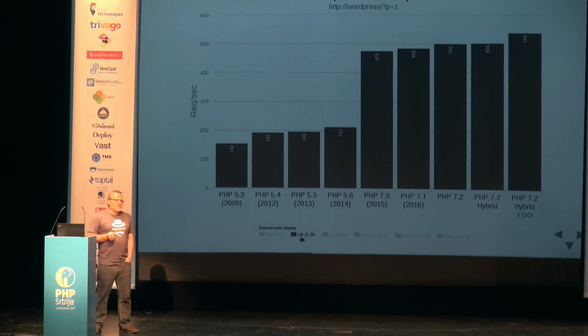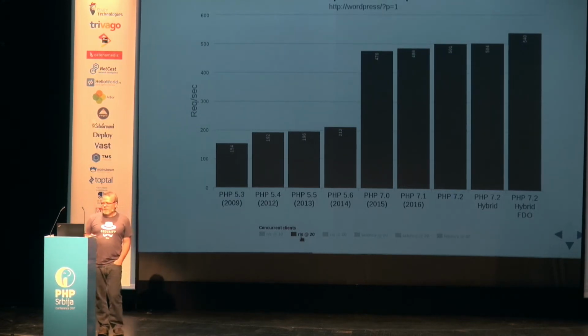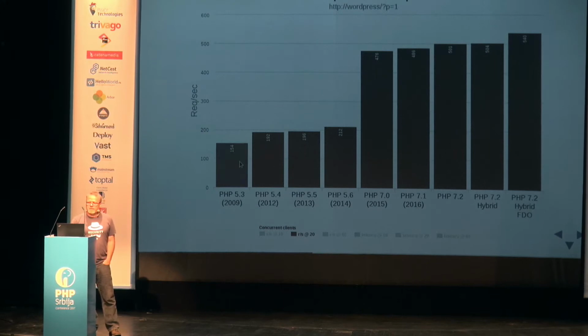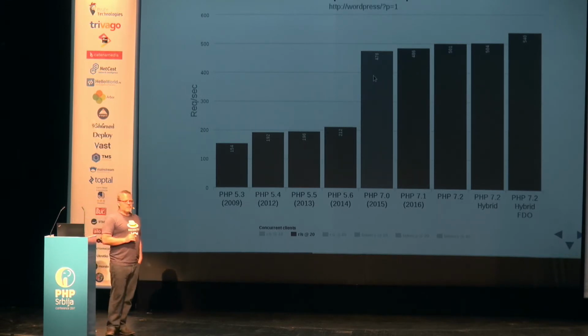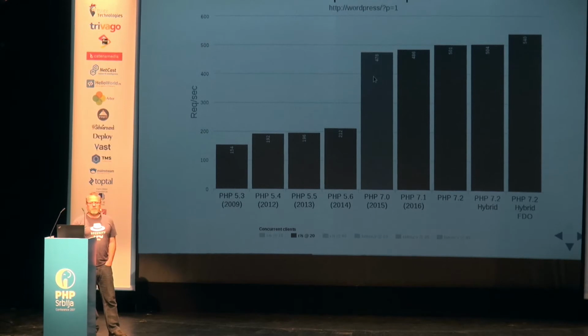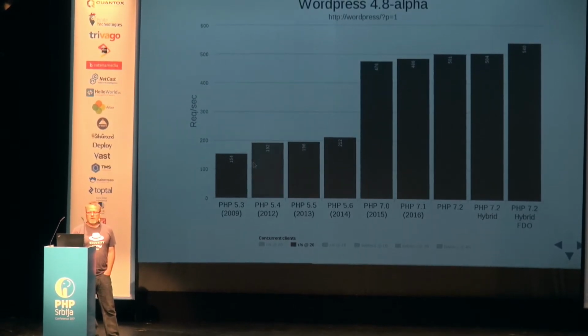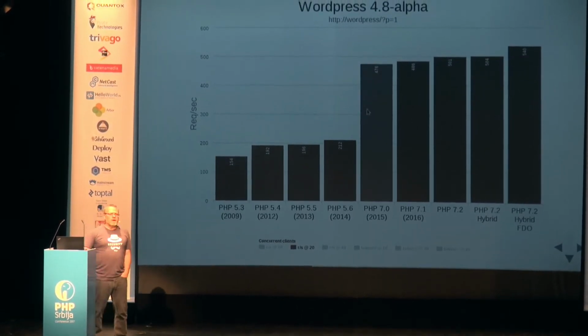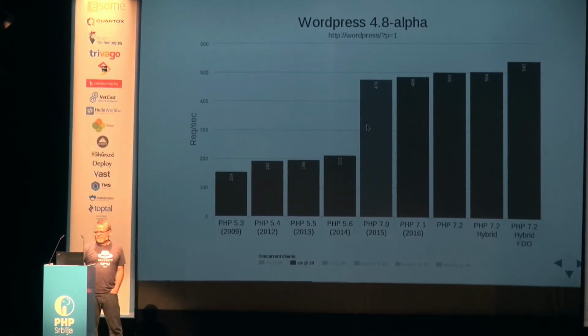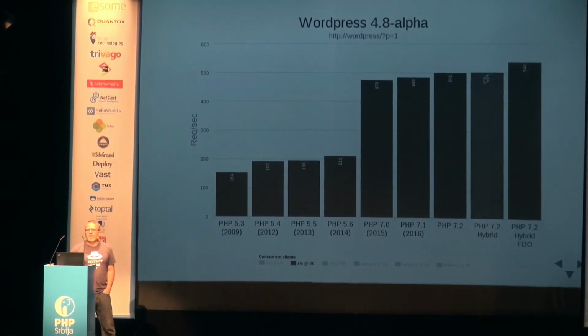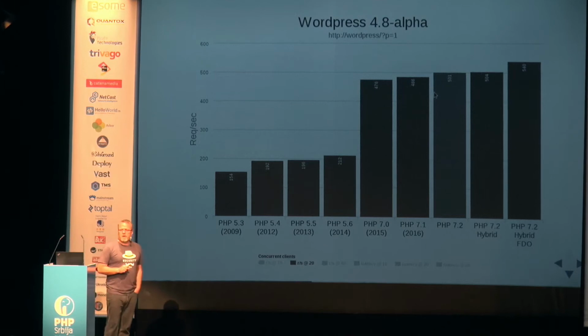The real-world effect of all this work, if we look back to 2009: this is WordPress 4.8 alpha, running on PHP 5.3, and 154 requests per second was what we could get out of it. With PHP 7, we're getting about 476 requests per second. So you get a good 3 times increase if you're running PHP 5.3 by upgrading to PHP 7.0. And then we have had some incremental increases in 7.1 and 7.2.